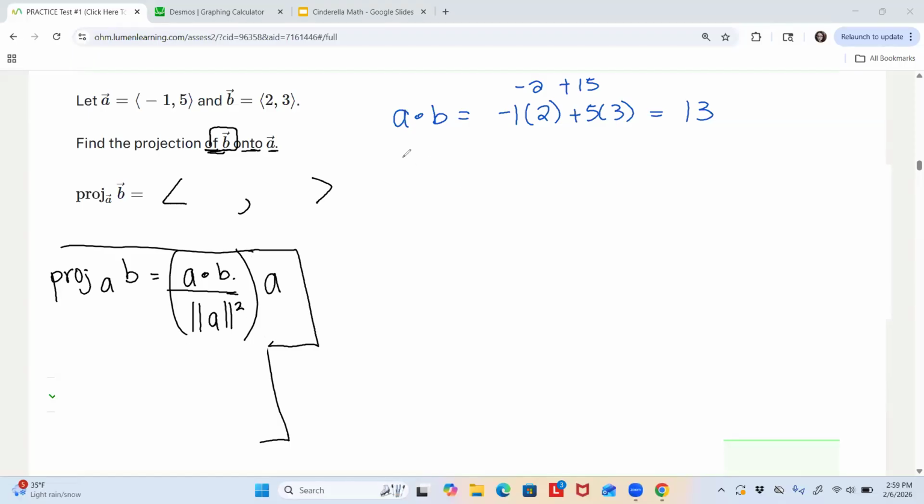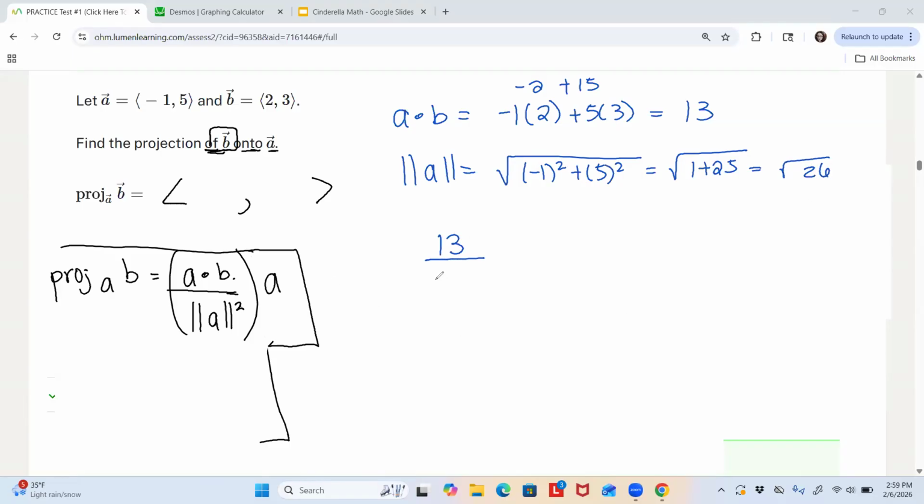And now let's do magnitude of A. So that's the square root of each component squared. So -1 squared plus 5 squared. So that would be root 1 plus 25, so that would be root 26. Okay, so we have the dot was 13, the magnitude was root 26, but look, this is magnitude squared. So we're going to square that and then times that by a, which is the vector, -1, 5. Well, the square and the square root will just cancel. So we have 13 over 26, but wait, reduce that. That's a half. So we have half times our vector.